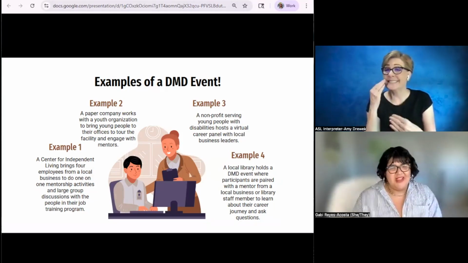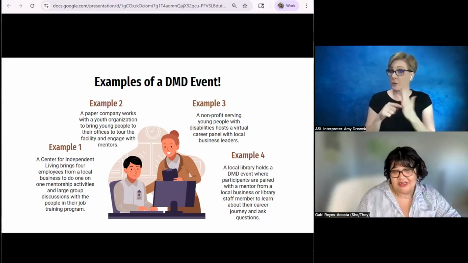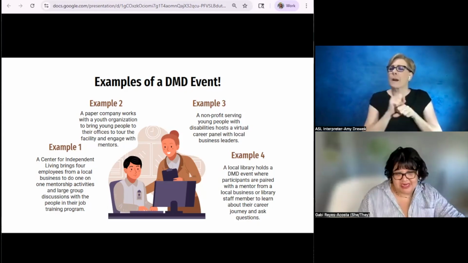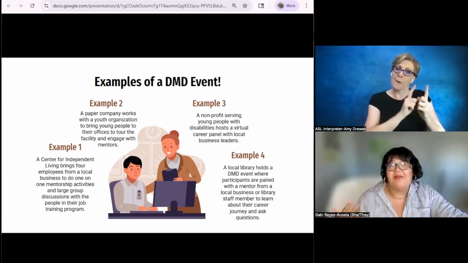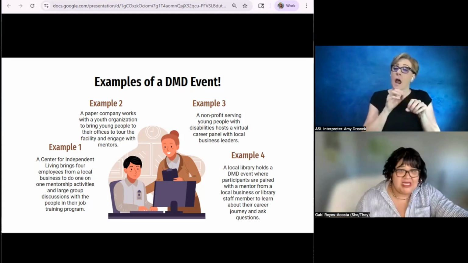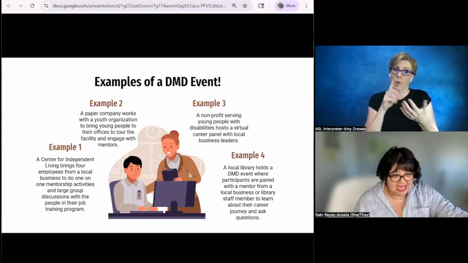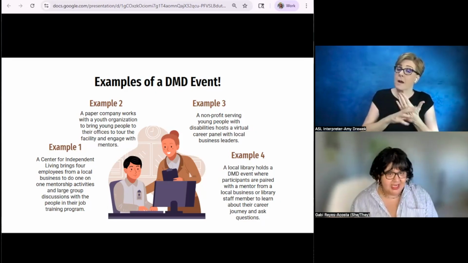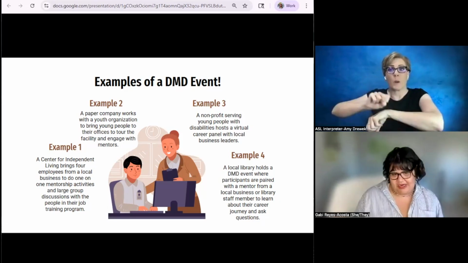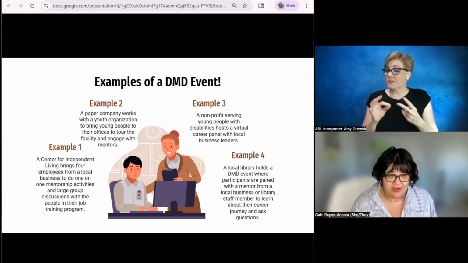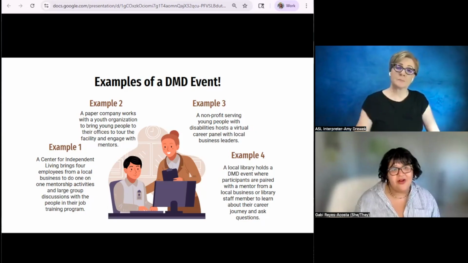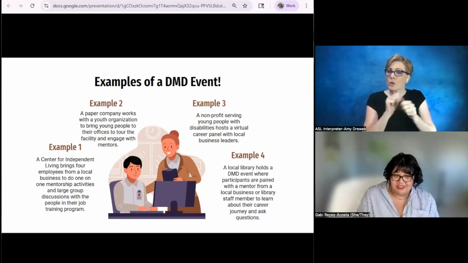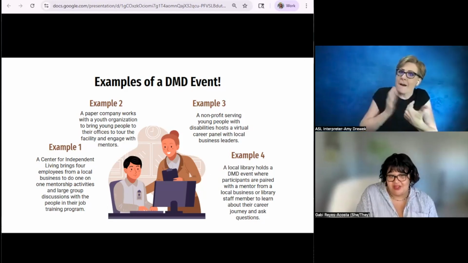Example one can be a Center for Independent Living bringing 4 employees from a local business to do one-on-one mentorship activities and large group discussions with the people in their job training program. Many CILs or independent living centers have training programs for young folks who are transitioning to employment, so this might be a really great option for someone working in that field or with that community. Another example could be a paper company who works with a youth organization to bring young people to their offices to tour the facility and engage with their mentors.